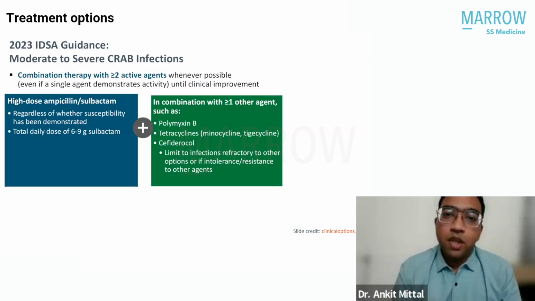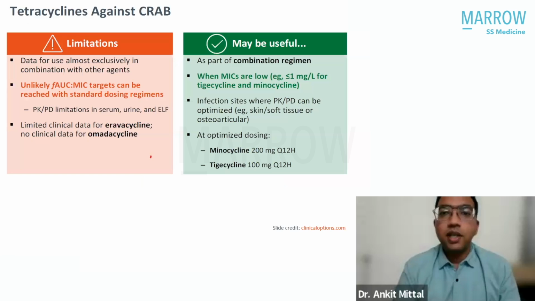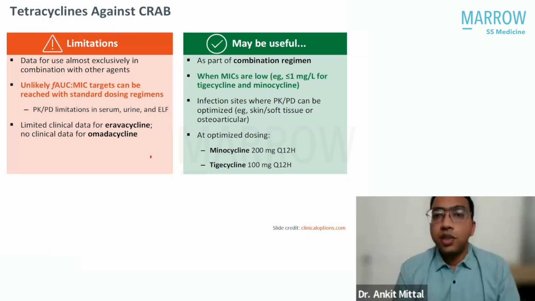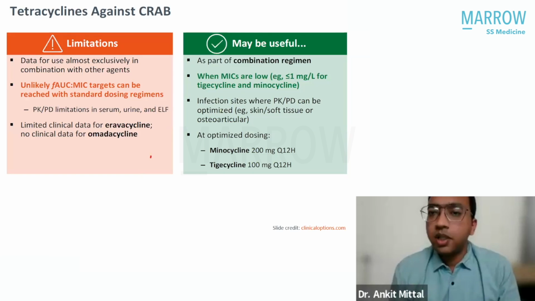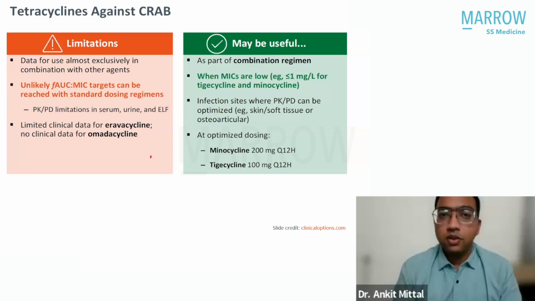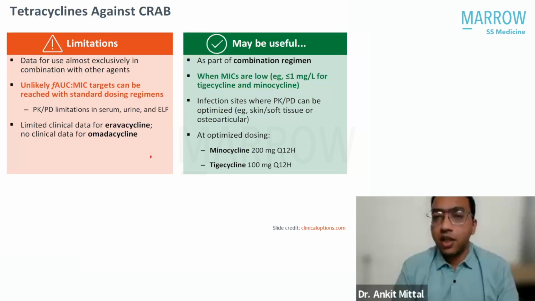But the question is dosing of tetracyclines. Regarding dosing of tetracyclines, what is mentioned is you use higher doses. If you're using minocycline, you use 200 milligrams 12 hourly, or if you're using tigecycline, you use 100 milligrams 12 hourly. Normal tigecycline dosing is 100 milligrams loading followed by 50 milligrams 12 hourly. But for difficult-to-treat infections or CRAB infections, you would use double dose.